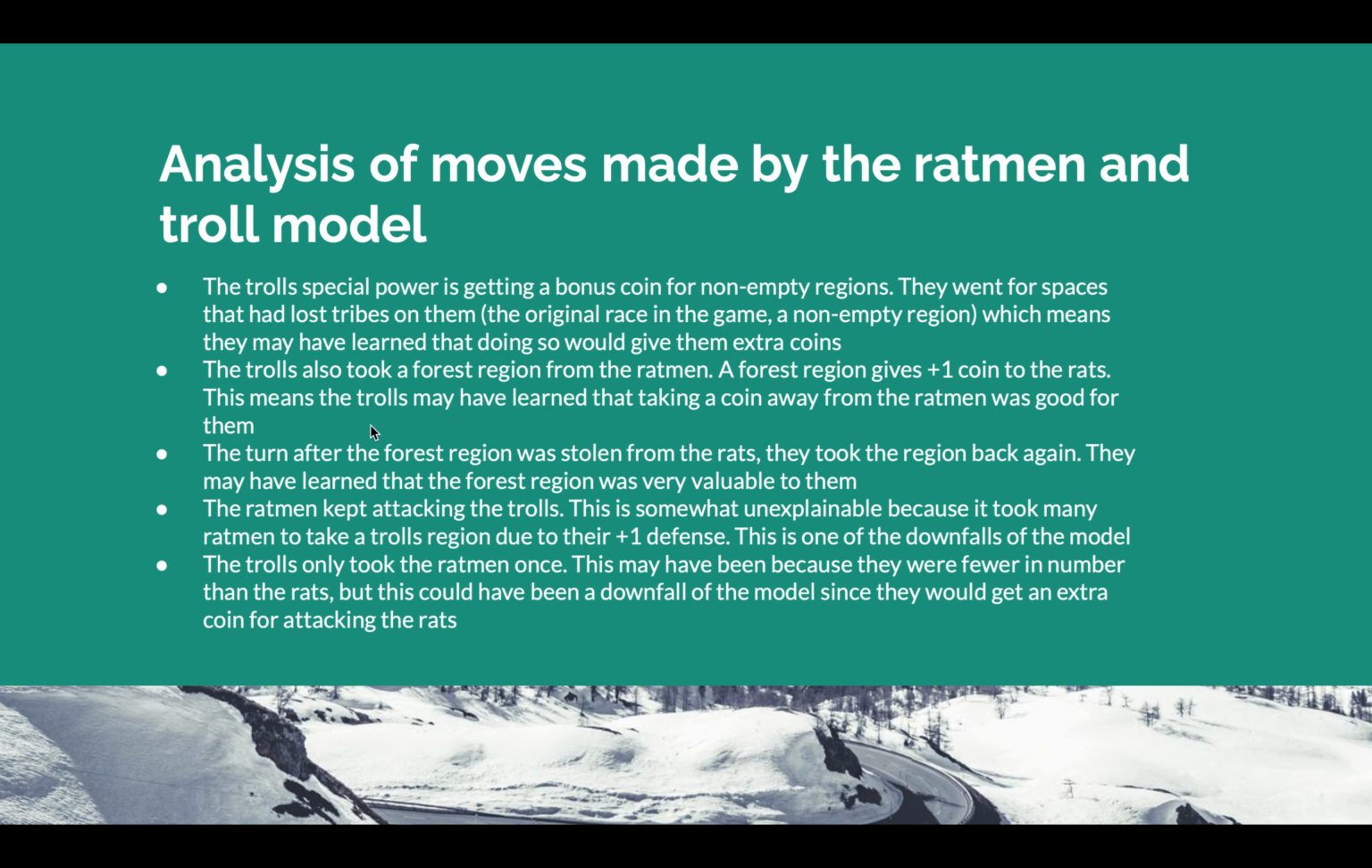And then right after the trolls took the forest region from the Ratmen, they stole it right back the next turn. So this means that model may have learned that the forest region was very valuable to the Ratmen.